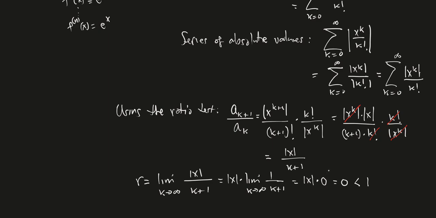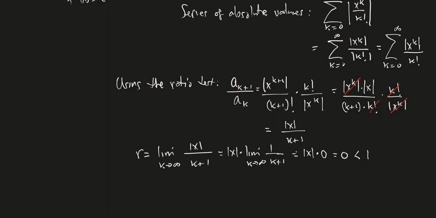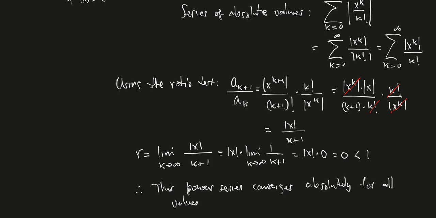So what the ratio test is showing us is that no matter what value of x I have here, this r is always going to be less than 1. So therefore, this power series converges absolutely for all values of x. Wow, that is remarkable. And remember, that was the second possibility in our theorem. It says that there are some power series out there that will converge absolutely for all values of x.